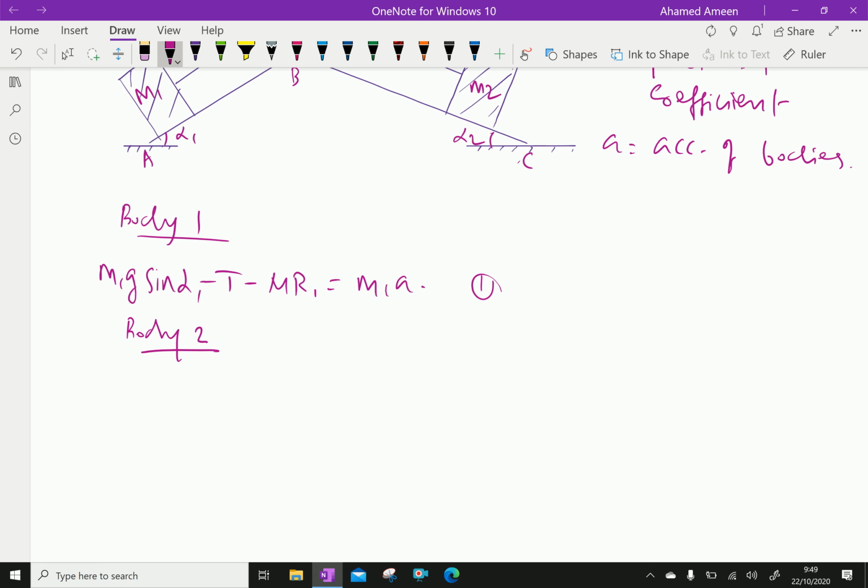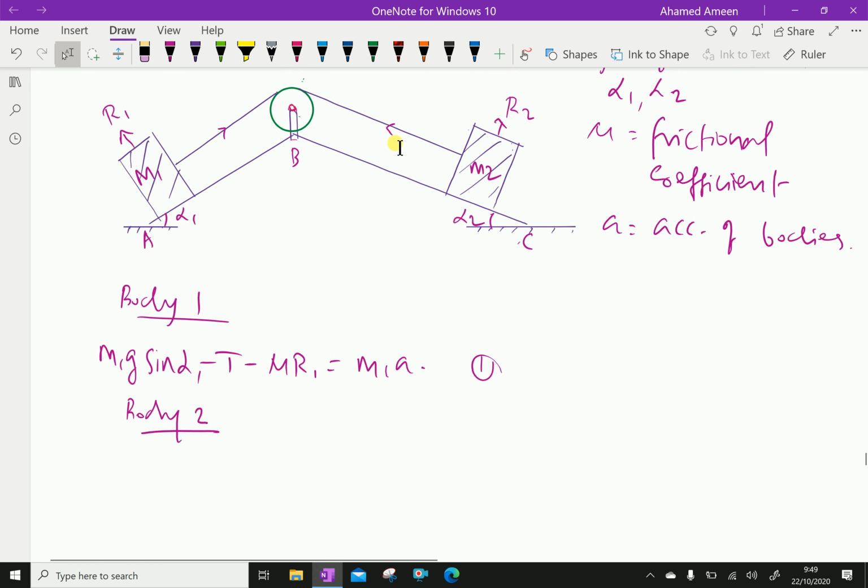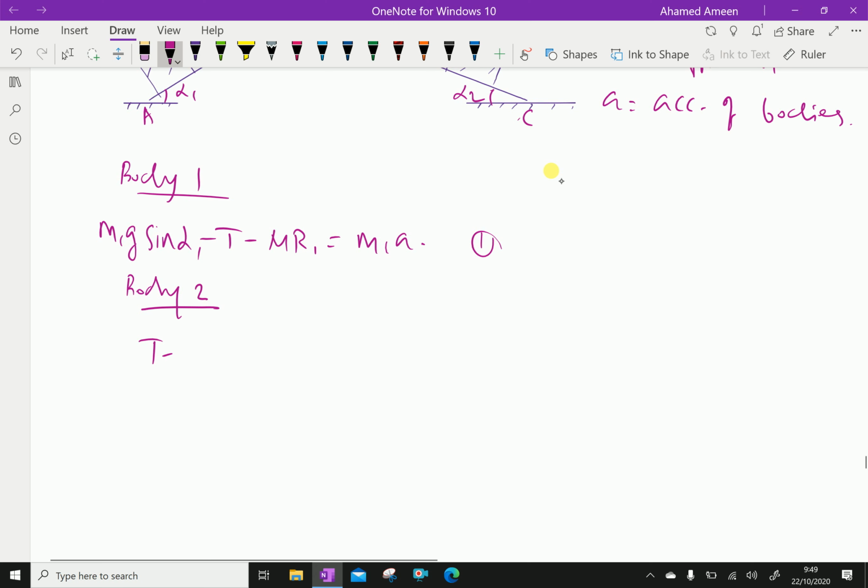And for body 2, body 2 is moving up, so it is tension minus the force M2 g sine alpha 2 minus the frictional force mu R2, which is equal to the accelerating force, mass into acceleration, M2 into A. This is equation 2.